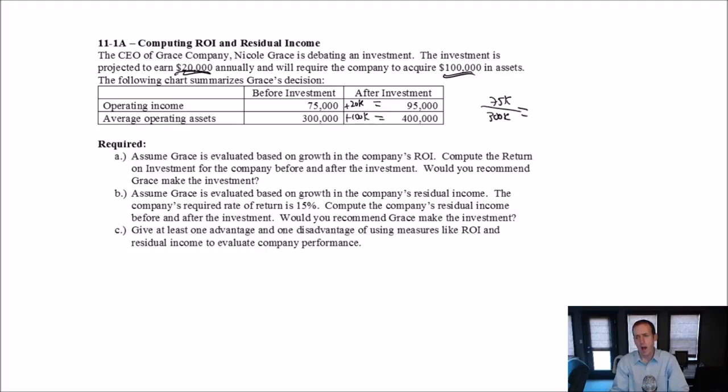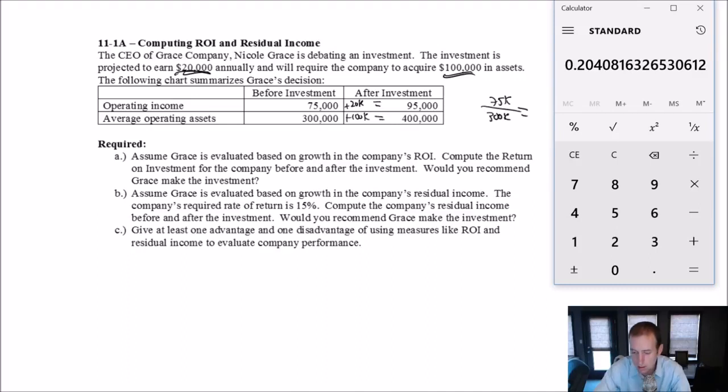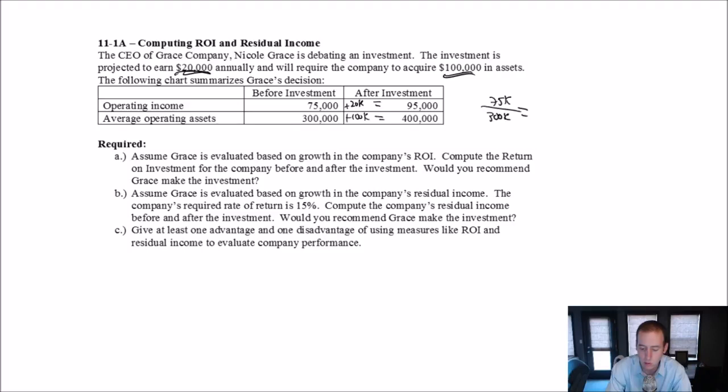When we talk about operating assets, we're basically talking about most of a normal company's assets outside of maybe some investments in other companies. Those are passive assets. But most assets that you think about for a company, and most that we've looked at in this class, would be considered operating assets. So it's often average assets. Average operating assets is $300,000. So $75,000 divided by $300,000 is 0.25. So 25% is her ROI before the deal.